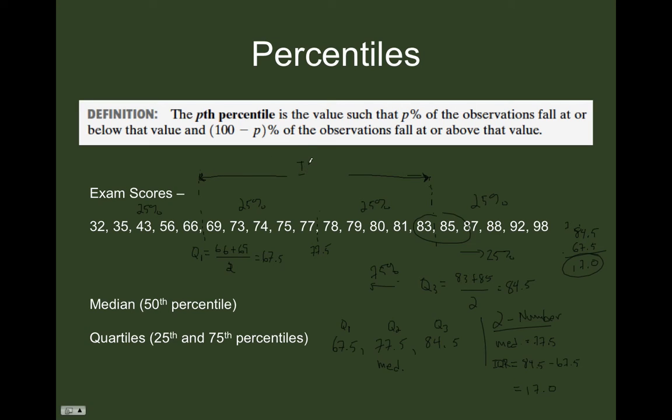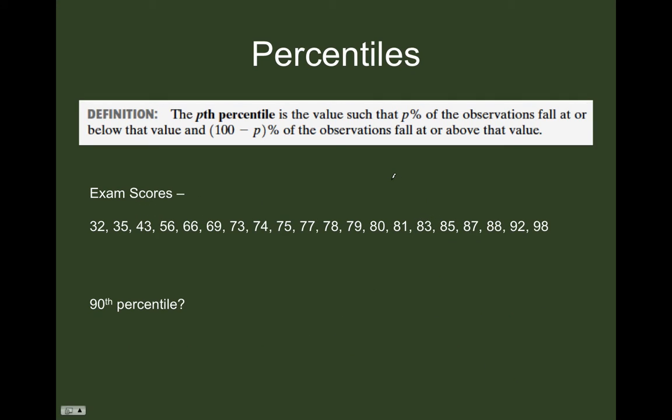In any case, the IQR spans the middle 50% of the data. So 25% and 25% is 50%, and notice the IQR is spanning that middle 50%. So we have a measure of center, the median, and a measure of spread, the IQR. This is the second way that we can describe data sets numerically.